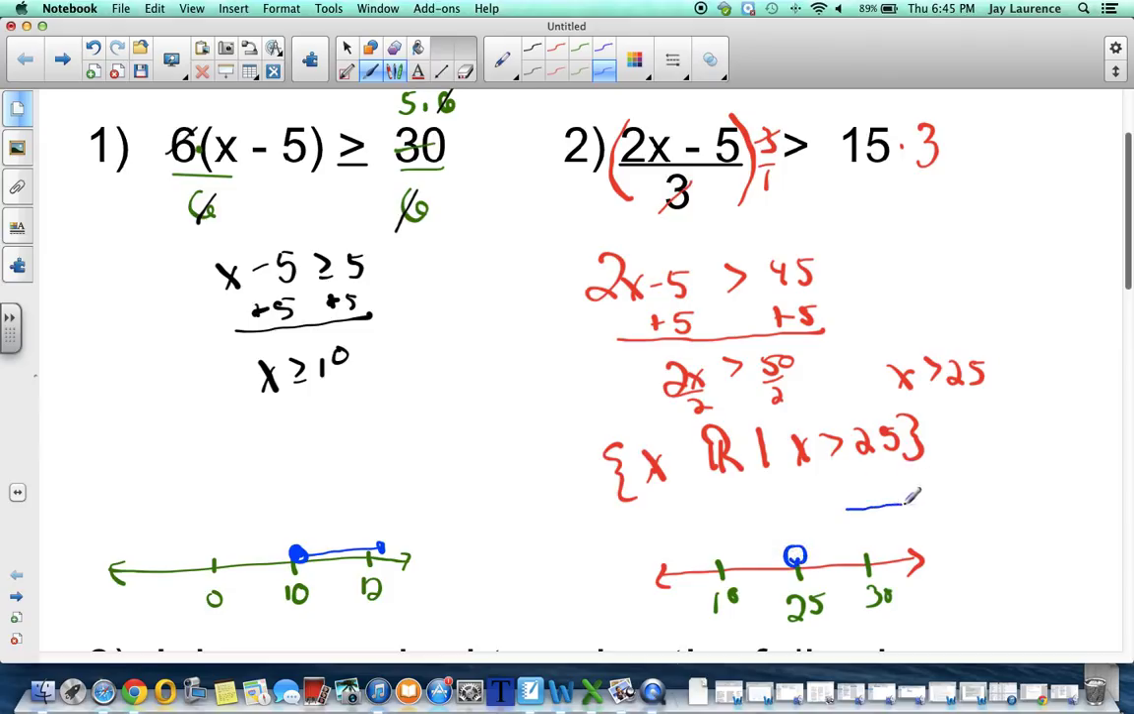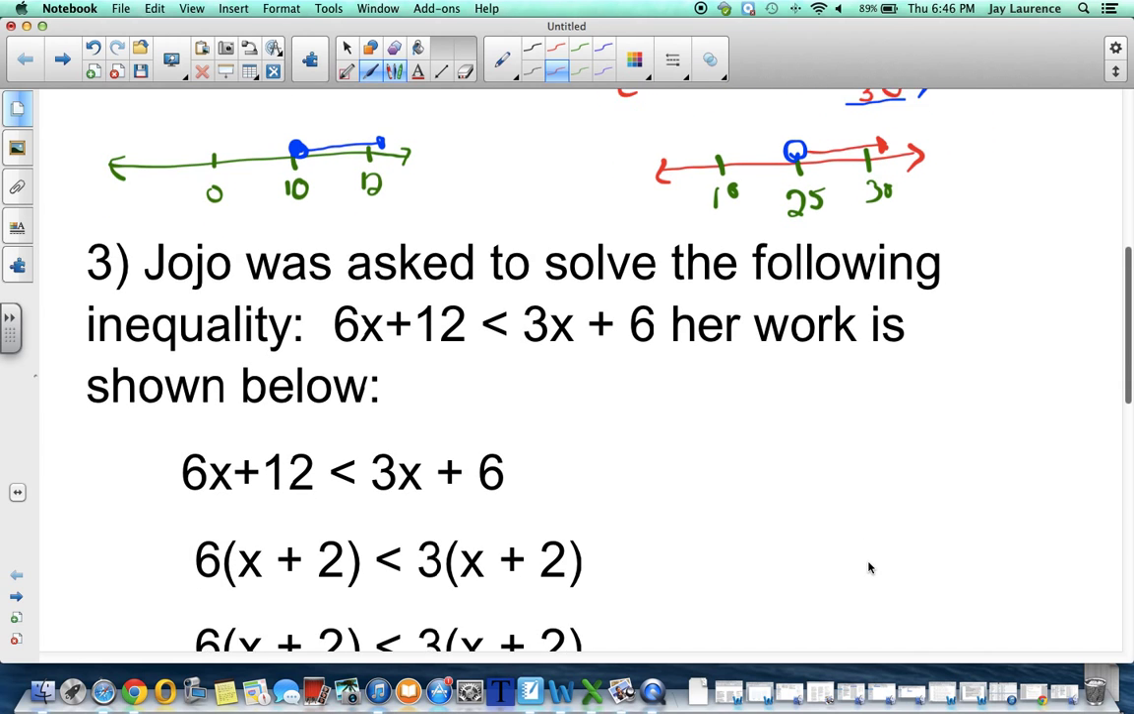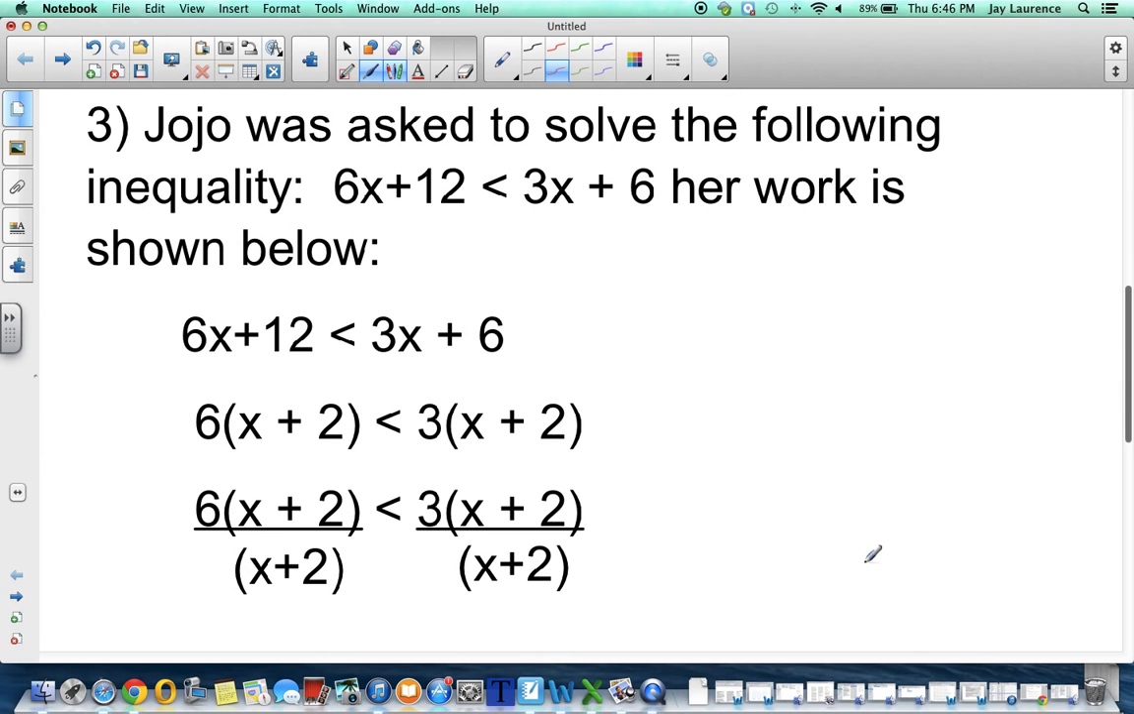Now again, I'm going to test it. I'm going to put a number in there that makes it true. Or I guess I could counter test it. I could put a number that makes it false and then not shade that way. That doesn't make as much sense to me. So I'm going to try to make this true, and I'm going to put 30 in. 30 is greater than 25. It is a true statement, so I shade in the direction of the 30. Always test it. Don't just say, well, I'm going to shade this way. Always test it.